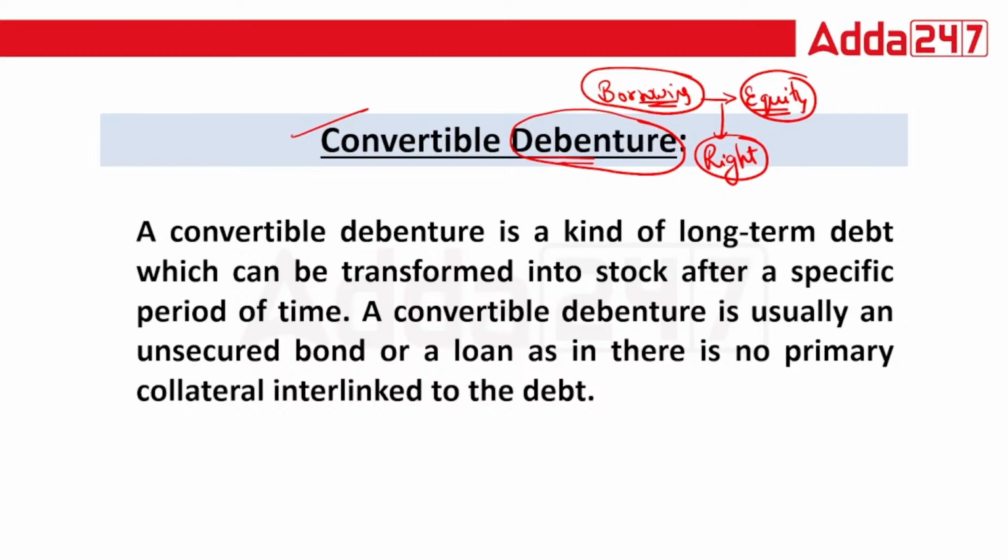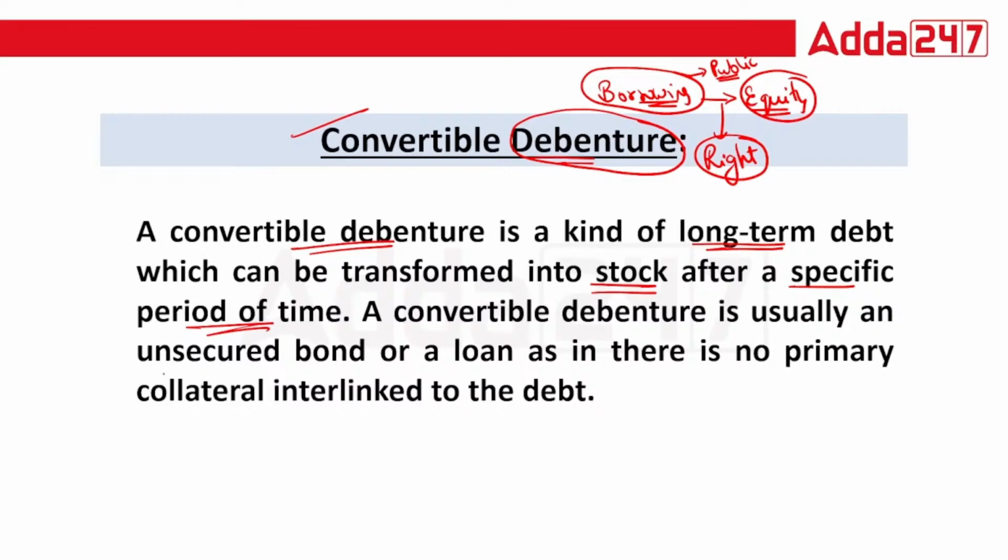So here also, when you are borrowing from the public, that is what debentures are. To the public, you are giving the option, the right, that if they want to convert it into equity, they can do it. But remember, long-term convertible debentures are a long-term debt, and these are transferred into stock after some specified period, and this is the option you are giving to them.